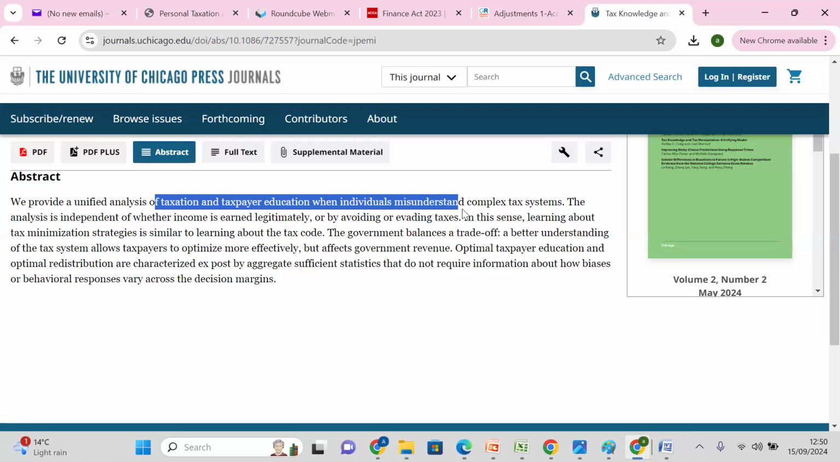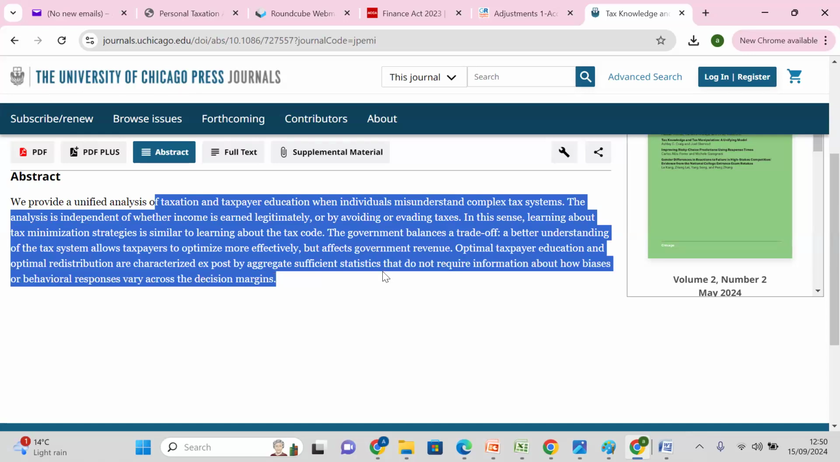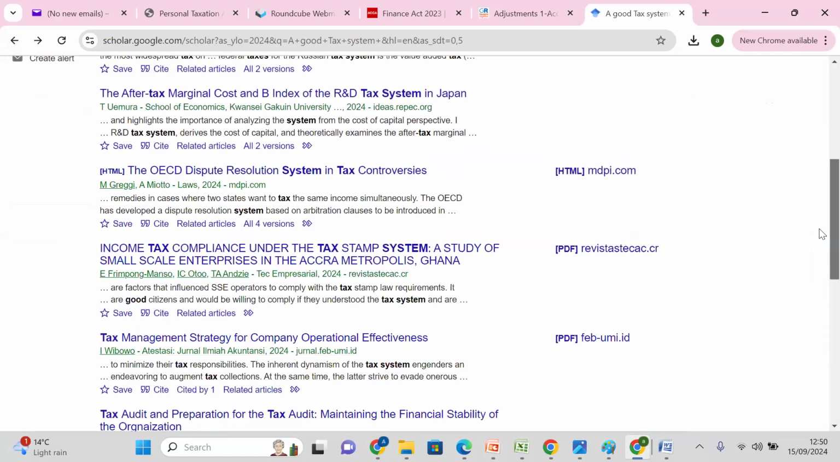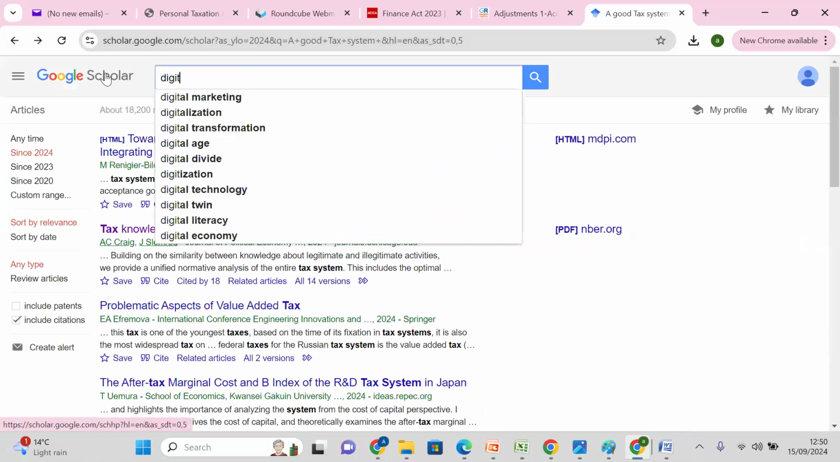Misunderstand complex tax system, so we have to make sure it's legitimate avoiding. Yes, so we have a sense of learning tax minimization strategies in our organization. Anything simple in the taxation system will help to make the work easy. Let's say a digital taxation system. We are going to a digital tax system.